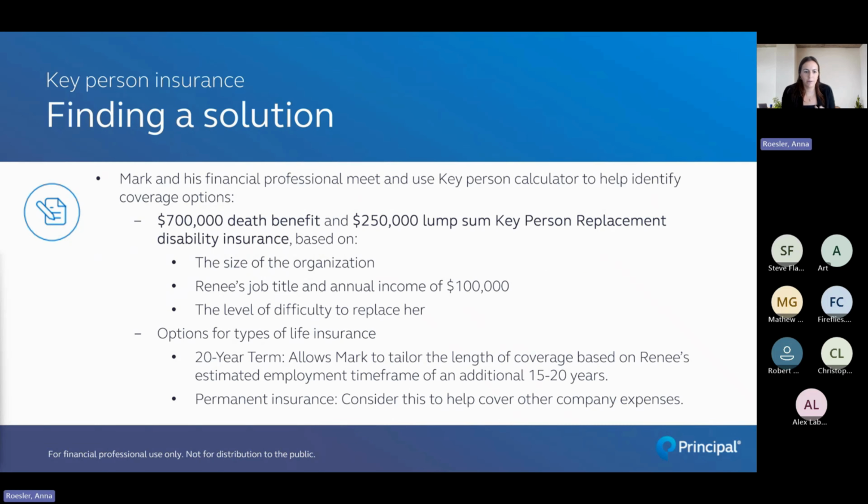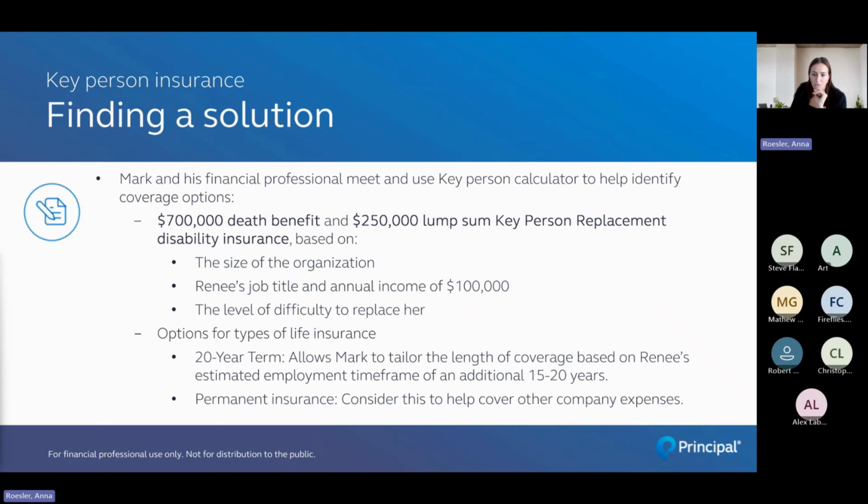By using our key person calculator, meeting with the financial professional to talk through their needs, their budgets, and just how this could work for them, they identified that they needed a $700,000 death benefit, and then they also did a $250,000 disability key person policy. And this was all based on the size of the organization, her job title and annual income, and how difficult it would be to replace her.